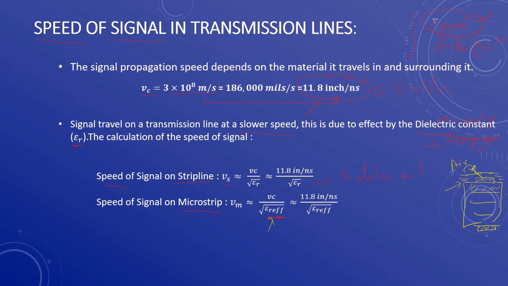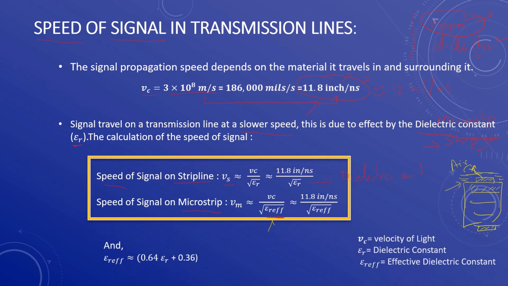We do have a formula for epsilon r effective, which is given here as epsilon r effective equal to 0.64 epsilon r plus 0.36. When you use this formula, you will get the value of epsilon r effective, which can be fed back to the formula of speed of signal in microstrip, and you can get the speed of the signal in the microstrip also. So the first property we have discussed is the speed of signal, which is an important property where you are going to see how fast my signal is traveling in my particular transmission line and how my copper as well as dielectric losses are affecting it.